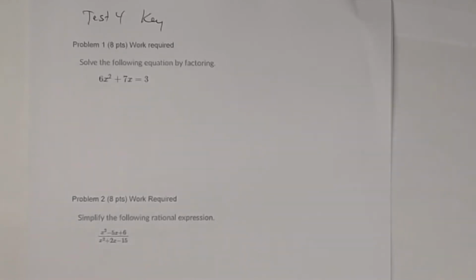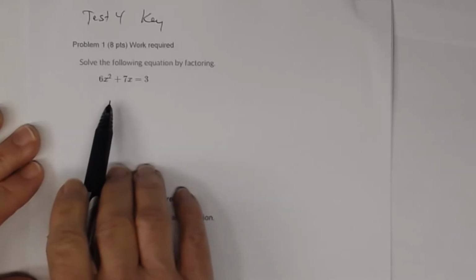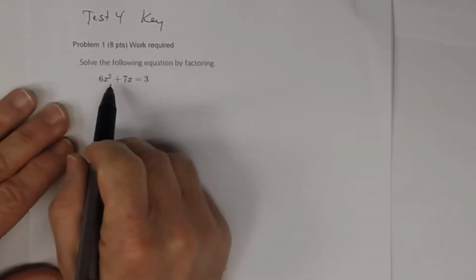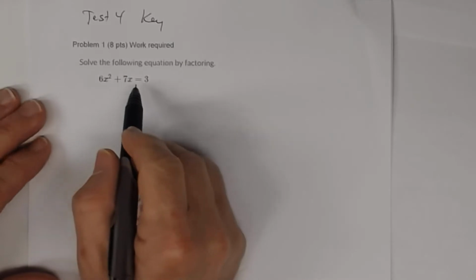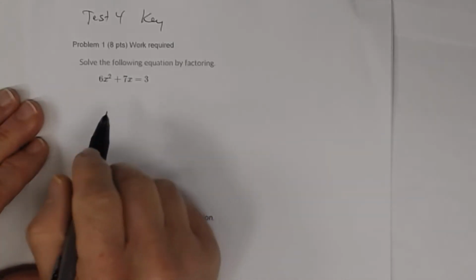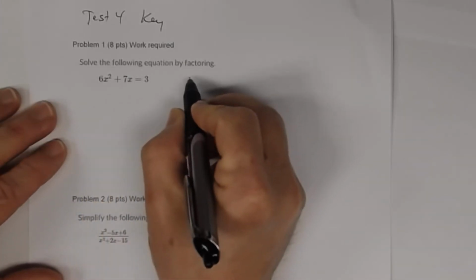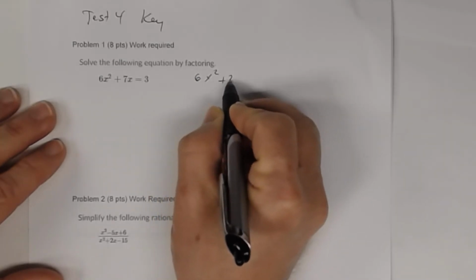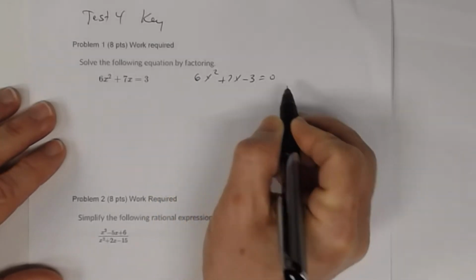All right, so this is the key to test 4, and in number 1, it says solve the following equation by factoring. All right, so we're going to factor this. We need to put this in standard form. We need 0 on this other side. So let's go ahead and rewrite this as 6x squared plus 7x minus 3 equals 0.